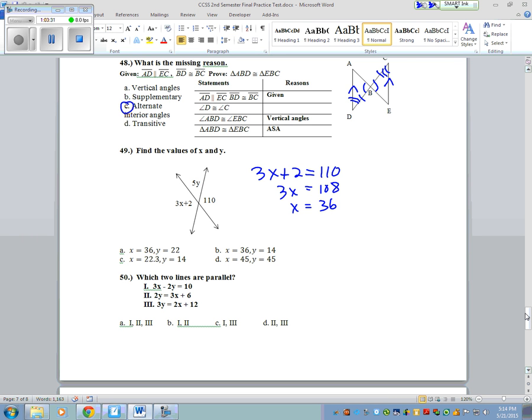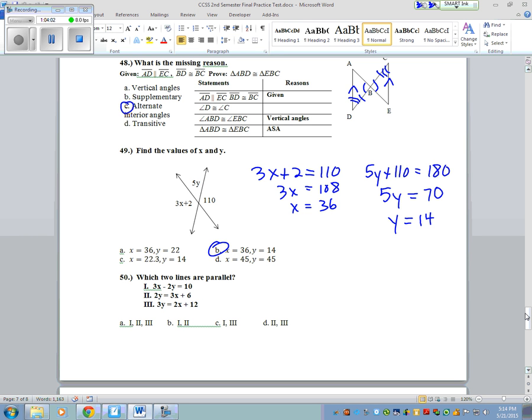We got two choices here, though, unfortunately. We also know that 5y plus 110 would have to equal 180, right? Because they are supplementary. So 5y plus 110 equals 180. So 5y would equal, if you subtract the 110 over, you get 70. So y equals, goes once into 7, and 4 times into 20, so y equals 14. Answer choice B.